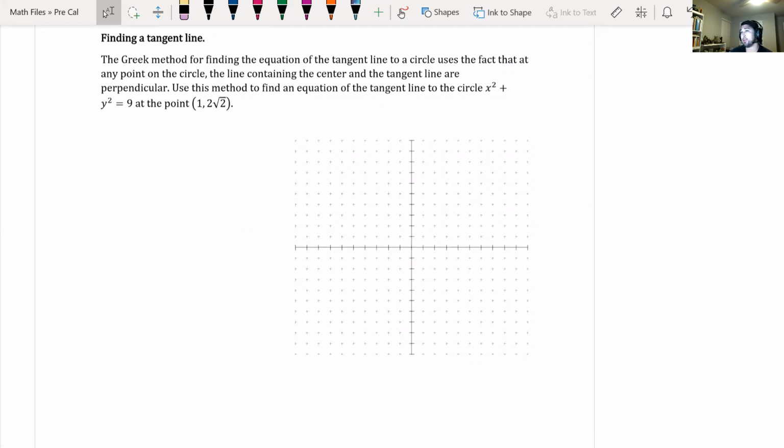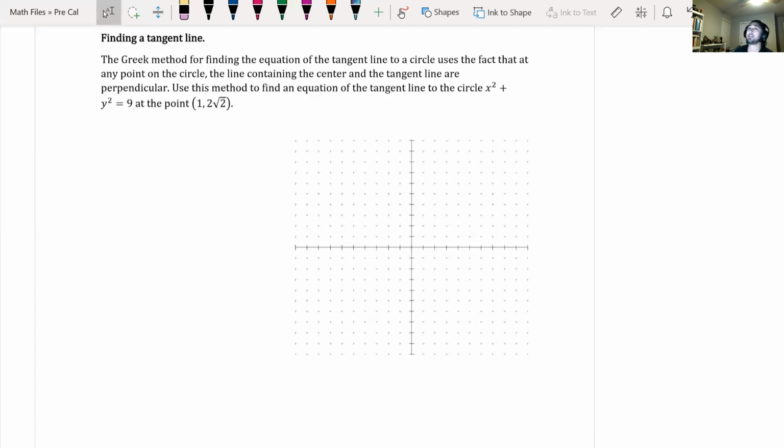The Greek method for finding the equation of the tangent line to a circle uses the fact that at any point on the circle, the line containing the center and the tangent line are perpendicular. Use this method to find an equation of the tangent line to the circle x squared plus y squared equals 9 at the point 1, 2 square root of 2.